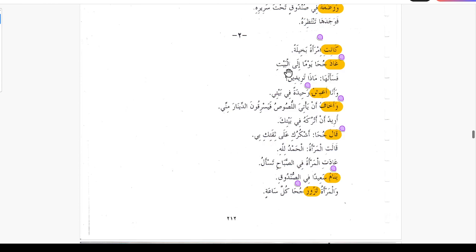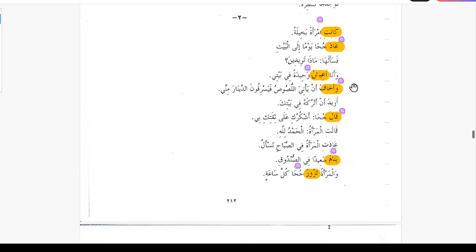Ada Juha yawman ilal bayti. Juha returned to the house one day. Here the verb is ada ya'udu. Again ada shows an alif, but actually the root letters are ayn, waw and dal. When we see the present form, we can see those three root letters, meaning to return.